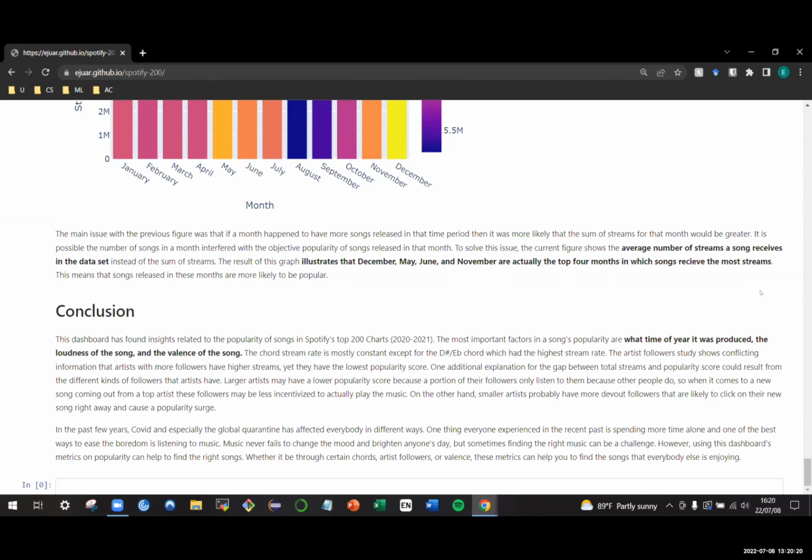The artist followers study shows conflicting information: the artists with more followers have higher stream rates, yet they have the lowest popularity score. One additional explanation for the gap between the total streams and popularity score could result from the different kinds of followers that artists have. Larger artists may have lower popularity scores because a portion of their followers only listen to them because other people do. So when it comes to a new song coming out from one of the top artists, these followers may be less incentivized to actually play the music.